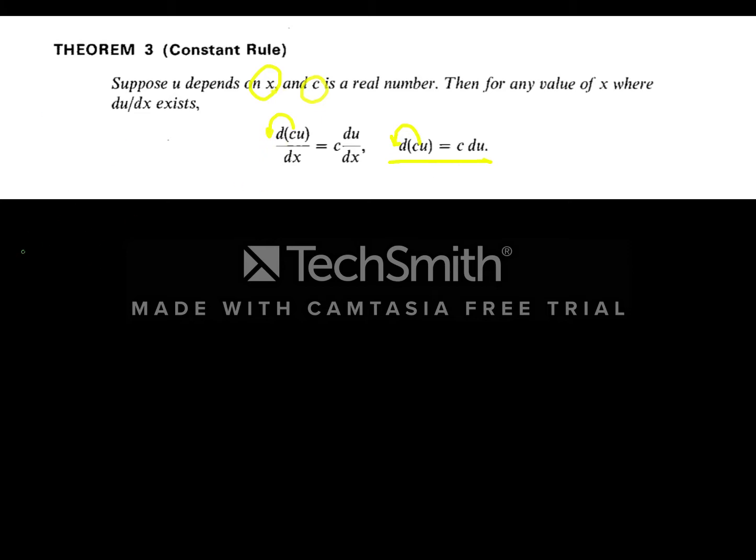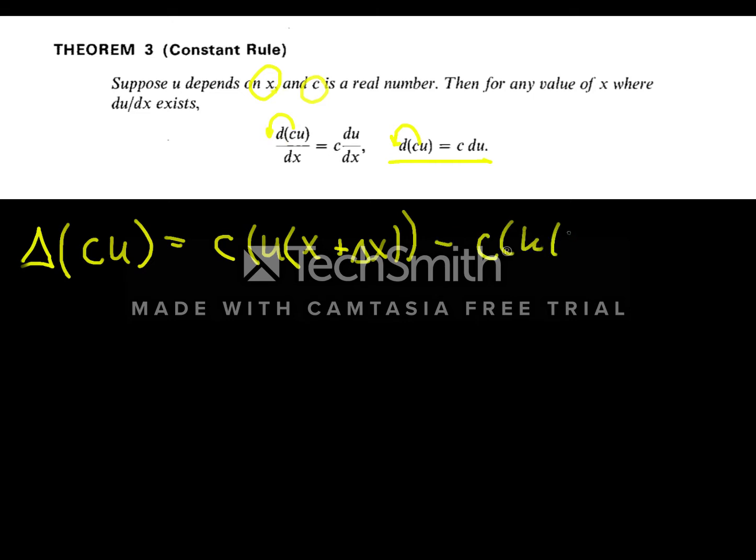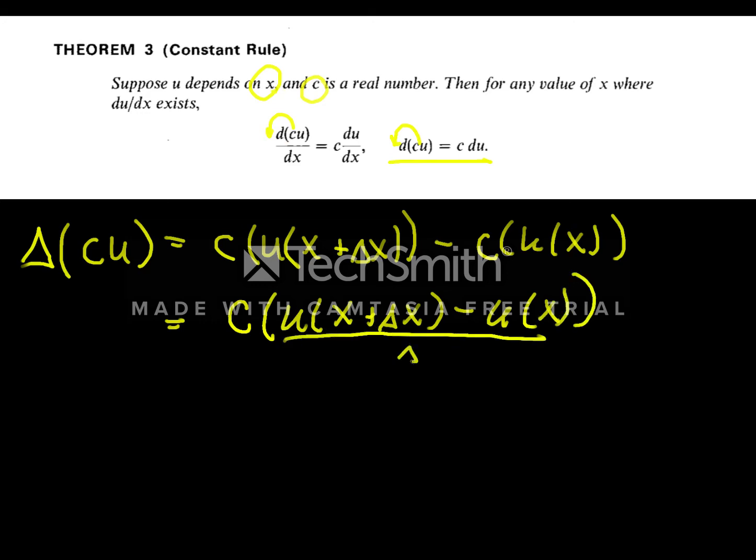So again, just like in all the other examples, I have to look at the change in cu, which is constant times u of x plus delta x minus constant times u of x. Now I've got a constant in both the pieces, so I could factor it out. So this is constant times u of x plus delta x minus u of x. And this term right there is just delta u. So I can say that this whole thing is just equal to constant times delta u.